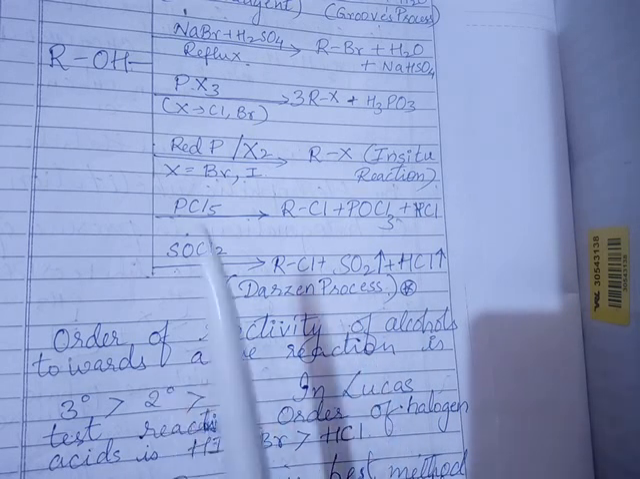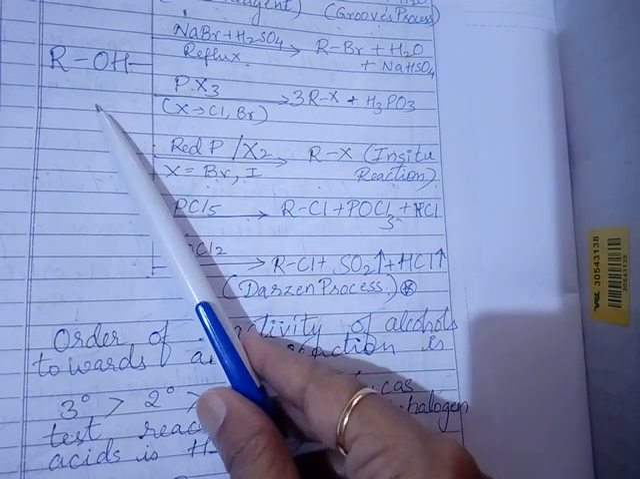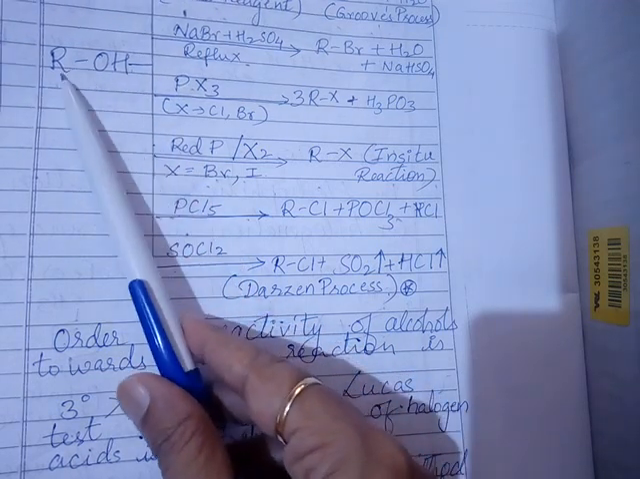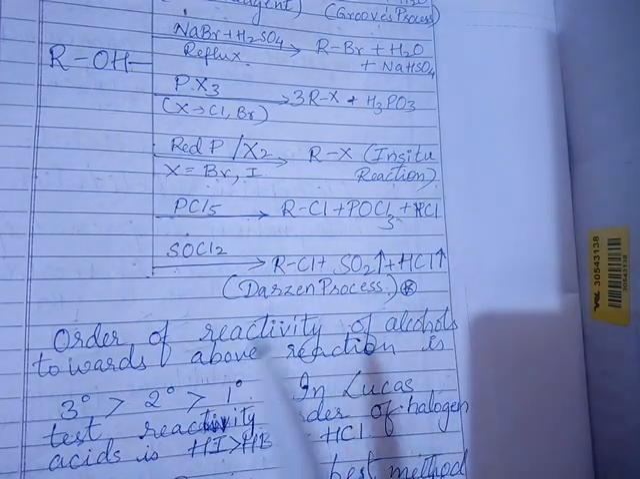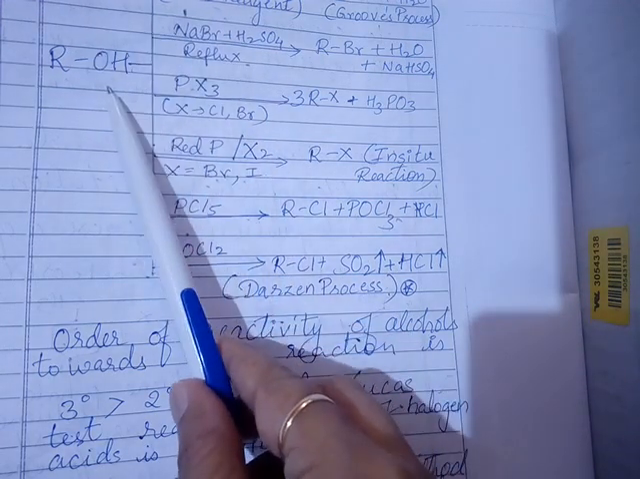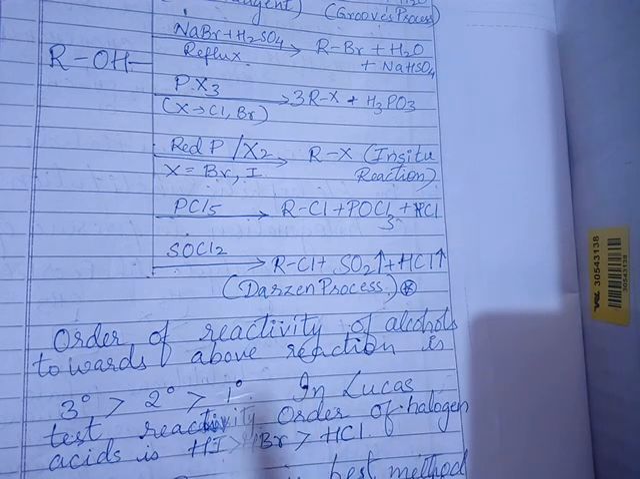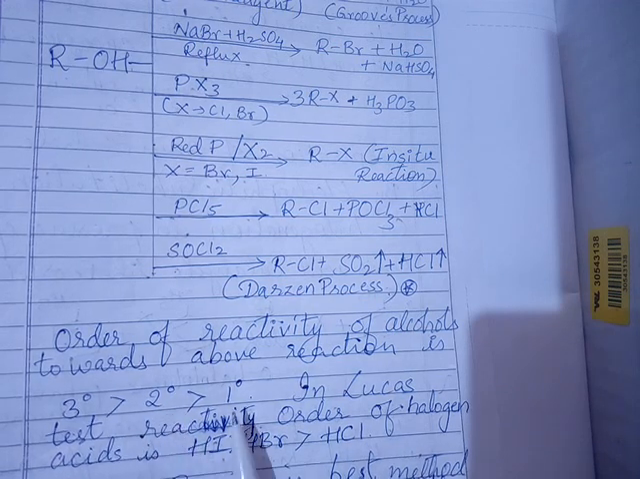Now, during this reaction, what is the reactivity of the alcohols towards these reactions? In this reaction, a tertiary alcohol means the alcoholic group OH attached to a tertiary carbon. Tertiary carbon means a carbon attached to 3 other carbons directly. To that one OH is attached means it is a tertiary alcohol. So the order of reactivity of alcohol towards this reaction is what? Tertiary alcohol is greater than secondary alcohol is greater than primary alcohol. So in this order the reaction is going to proceed.